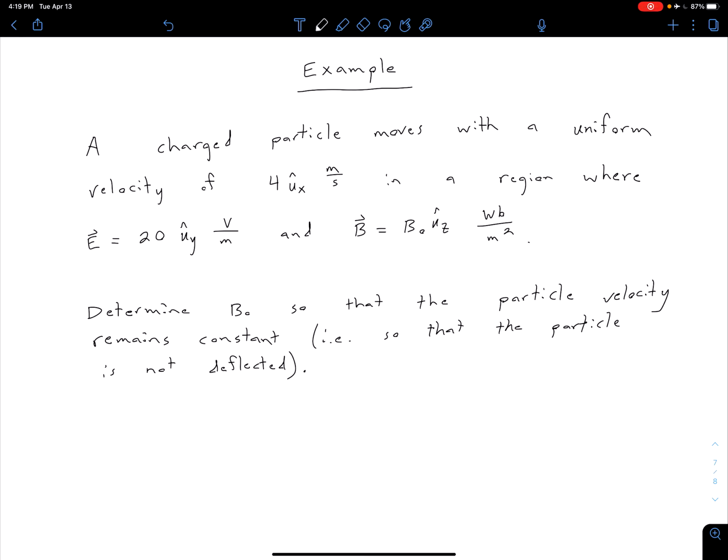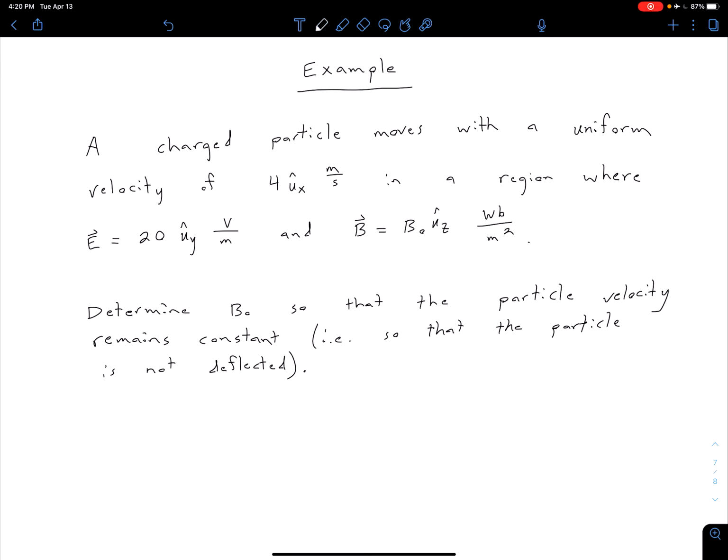And so what we're wanting to find is what is the value of this B naught such that our particle velocity remains constant. So we want it to remain constant at that 4 meters per second in the x direction. Or in other words, we want our magnetic field strength B naught to be a value such that our particle is not being deflected. And so we'll see that here more clearly in a little bit.